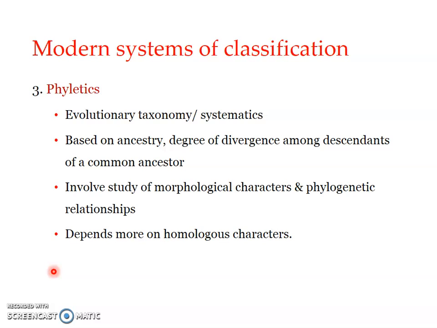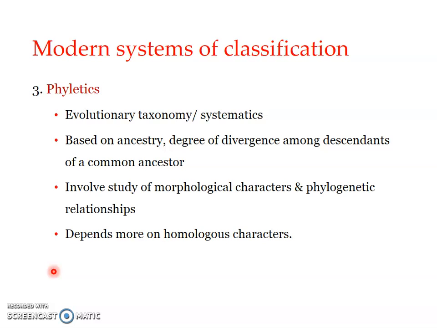That is, how far the descendants differ among themselves. So the descendants of a common ancestor differ among themselves, and those things are taken into account while classifying the organisms. Here we make use of the study of morphological characters as well as phylogenetic relationship. In cladistics, we saw that we take into account only the phylogenetic relationship, and the morphological characters are completely ignored. But here, in phyletics, we take into account the morphological characters along with the phylogenetic relationship.